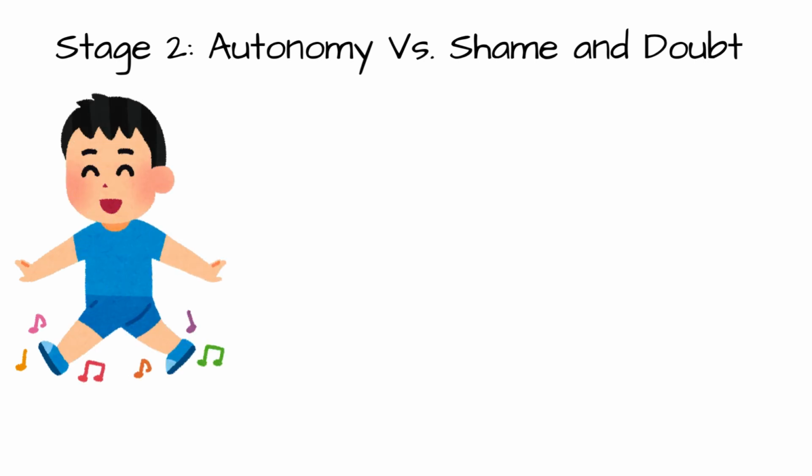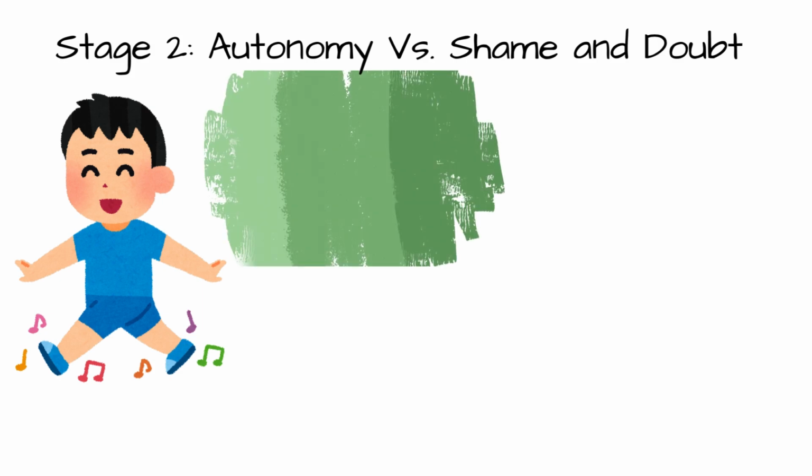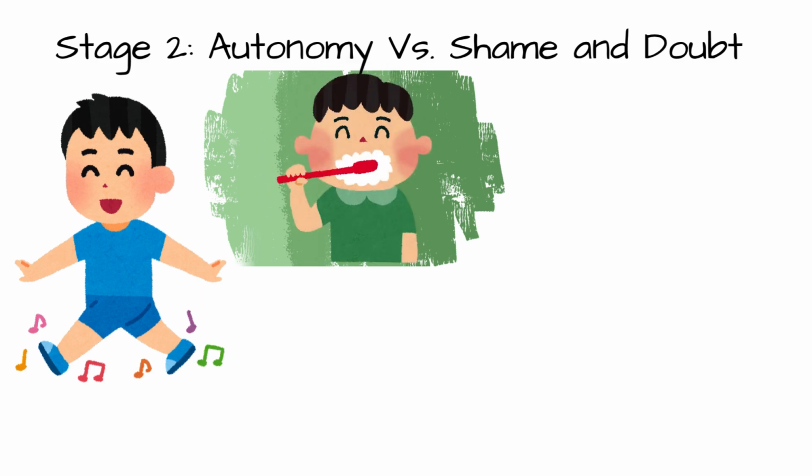Stage 2. Autonomy versus shame and doubt. The second psychological stage involves the conflict between autonomy and shame or doubt. As the child enters the toddler years, gaining a greater sense of personal control becomes increasingly important. At this point in development, children are just starting to gain a little independence. They're starting to perform basic actions on their own and making simple decisions about what they prefer. By allowing kids to make choices and gain control, parents and caregivers can help children develop a sense of autonomy.